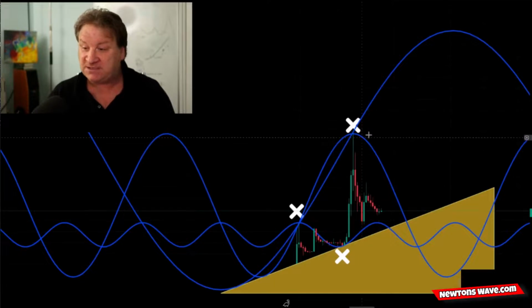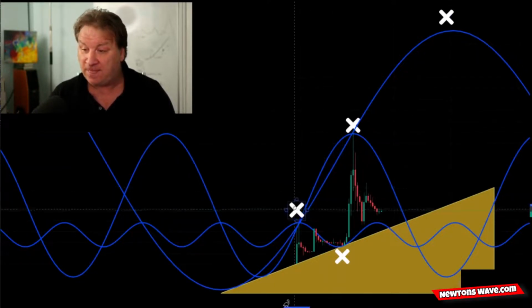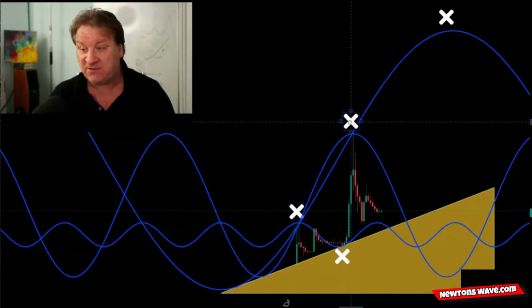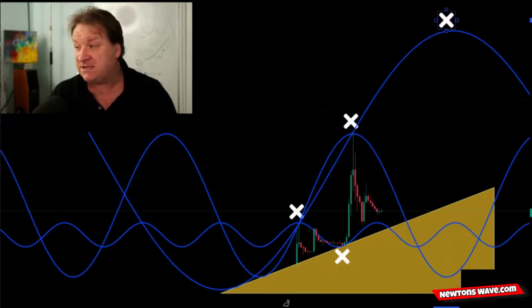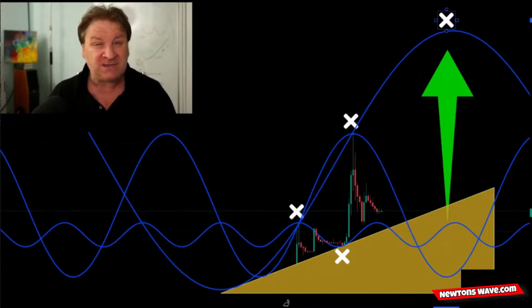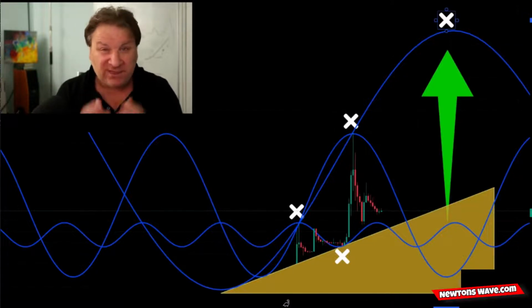So you can see it's following the exact contours. We've got this one here, look, one. That was the crest of wave one. This is the crest of wave two. And this is the crest of wave three. So this is why, just keeping it really simple, that's how we predict where the next breakout is going to be.